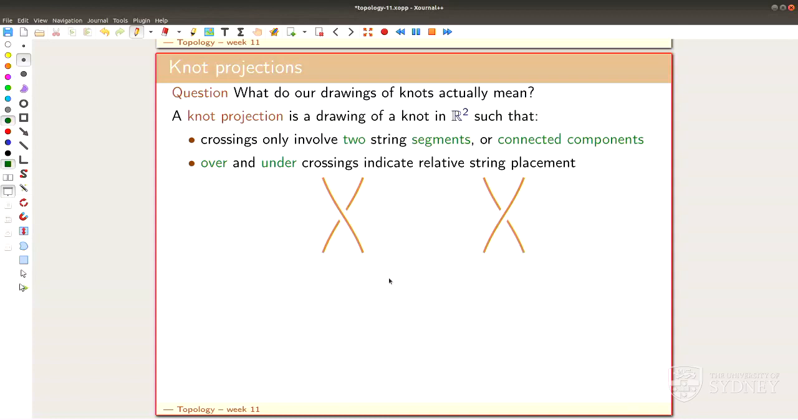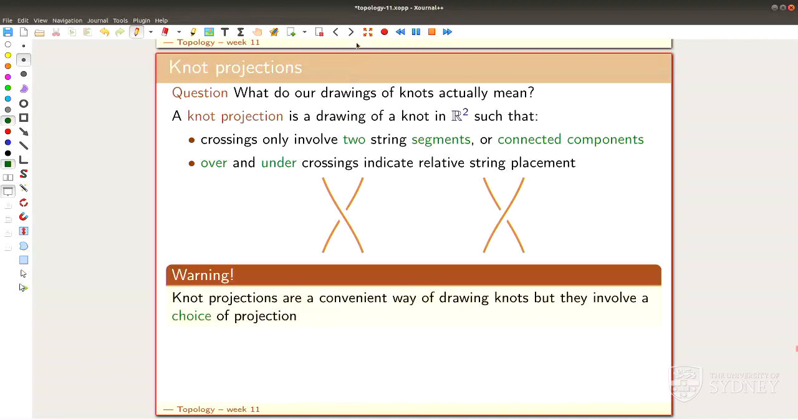And the connected components, you can actually see them in the picture. So there are only two string segments. There's the one that goes under and the one that goes over. And there are two local pictures. Either the right-hand side or the left-hand side goes over. And they really involve a choice of a projection.